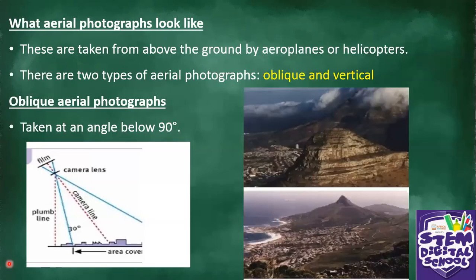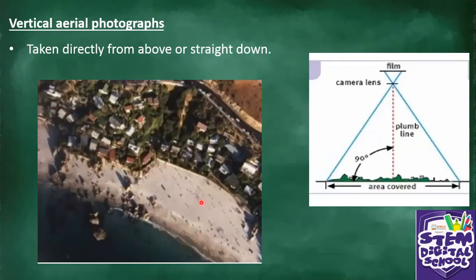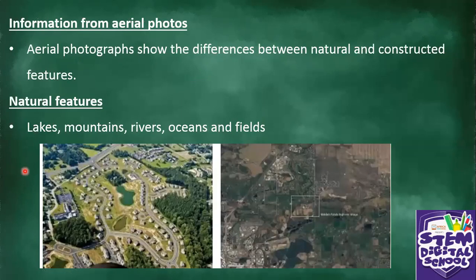So oblique is something slanted like this. It's not straight. And for vertical, it's straight. Taken directly from above, straight down. So those are the two types of aerial photographs that are used.